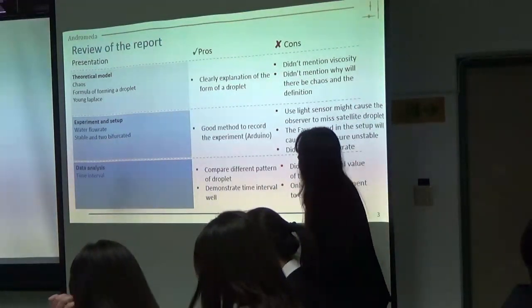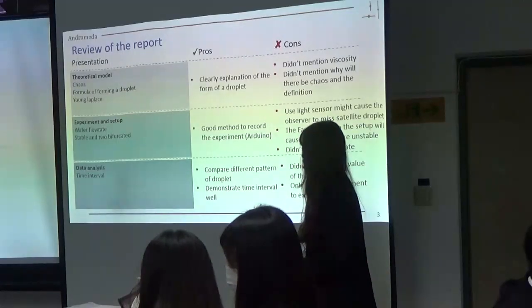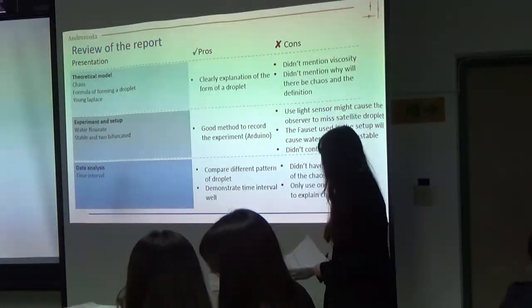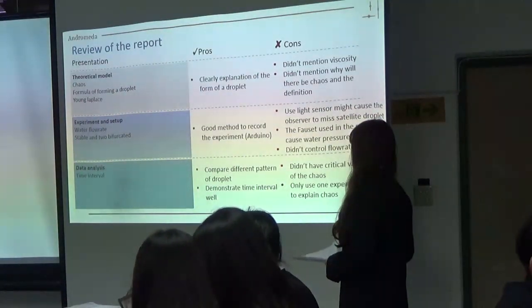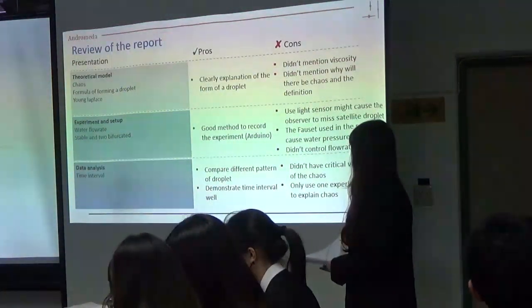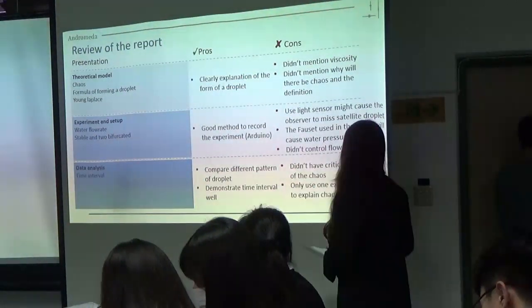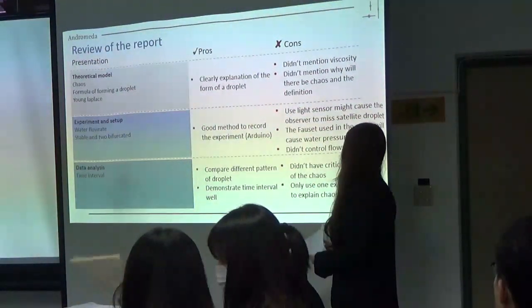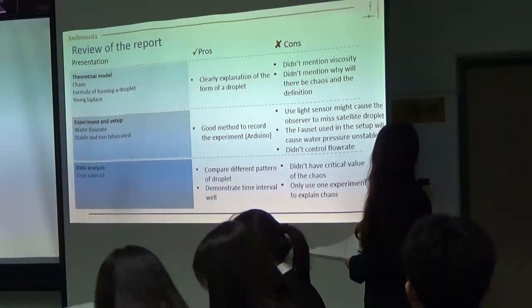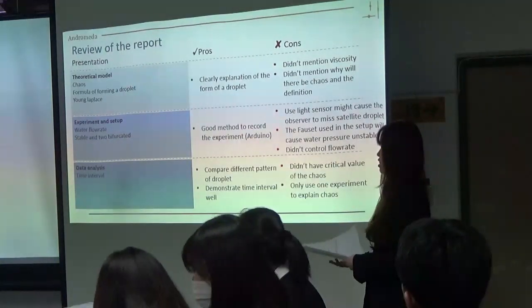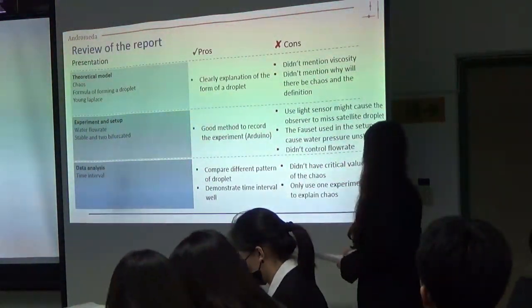In the experiment itself, it has done the water flow rate and stable and two-period rates. For this case, I think he has good methods to support the experiment, like using the surface. And he used the light sensor, which might cause the observation to miss the stabilized drop. Stabilized drop means the droplet that follows the primary drop.